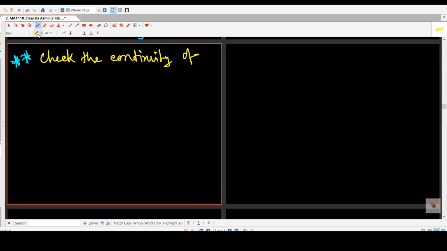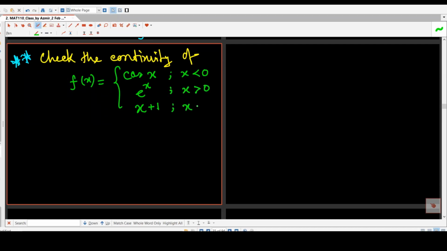Check the continuity of, let's say we have a function f of x equals cosine of x, e power x, and x plus 1. The first one is defined for x less than 0, the second is for x greater than 0, and this one is for x equal to 0. We have to check the continuity of this function at x equals 0.